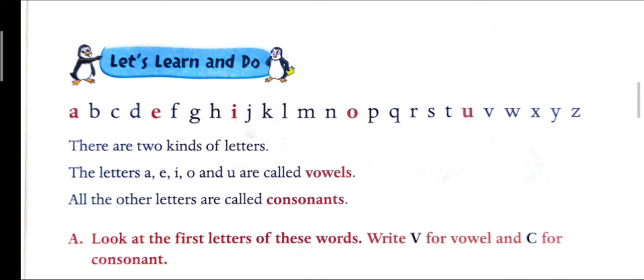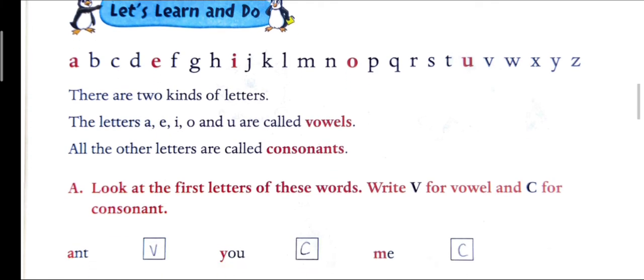Okay, so there are two kinds of letters. The letters A, E, I, O, U. How many letters? 5 letters. A, E, I, O, U. Count on your fingers. Okay, A, E, I, O, U. So how many letters? 5 letters. The letters A, E, I, O and U are called vowels. What are they called? Vowels. All the other letters are called consonants. Okay.